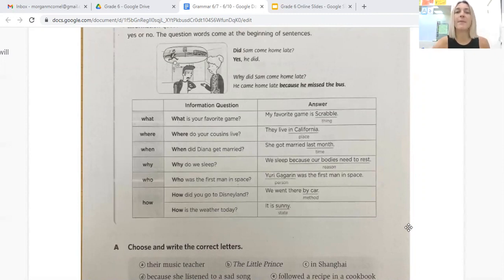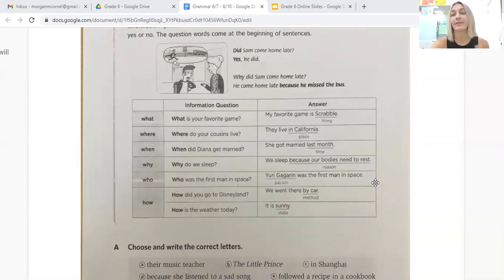If we ask what, we usually answer with the thing. Where, we answer with the place. When, we answer with time. Why, we give our reason, and we usually or always have because in our answer. You don't always have to say the because, but it's kind of helpful. If someone said, why do we sleep? You could just say, our bodies need to rest. But oftentimes we say because when we answer a why question.